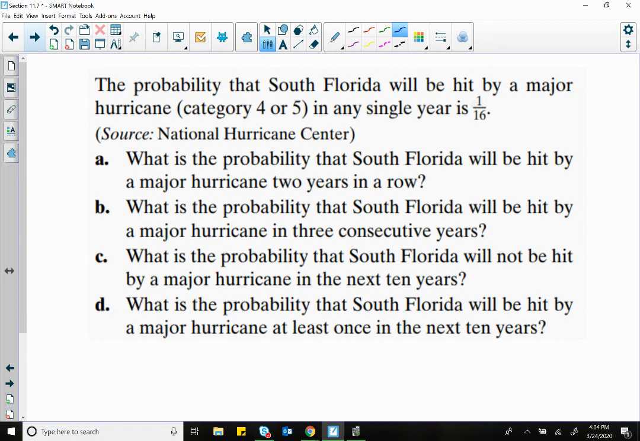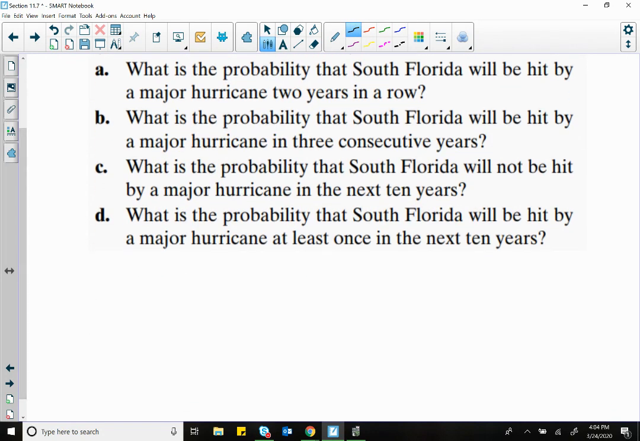All right, so this guy right here, it says the probability that South Florida will be hit by a major hurricane, category 4 or 5, in any single year is 1/16. So down below, we want to find the following 4 probabilities. All right. And that is factual. Again, the source comes from the National Hurricane Center. So this is true facts. So that is the probability that South Florida could be hit by a hurricane, 1/16. So let's come in. Let's look at A. So A says, what is the probability that South Florida will be hit by a major hurricane 2 years in a row? So we want the probability of 2 hurricanes.